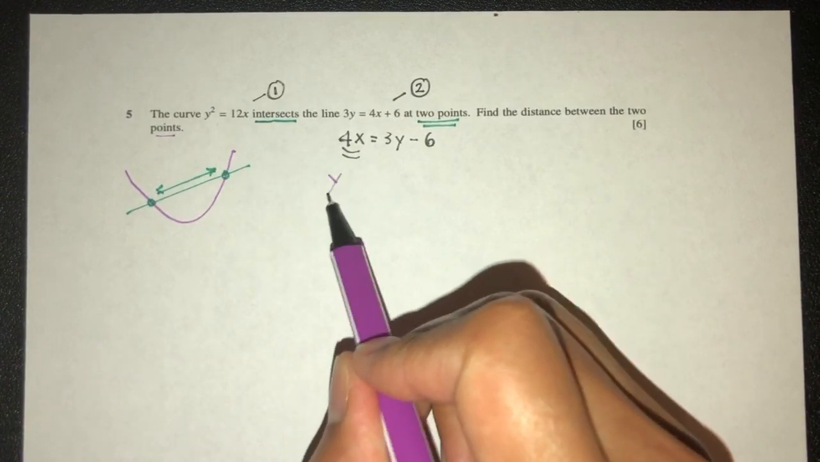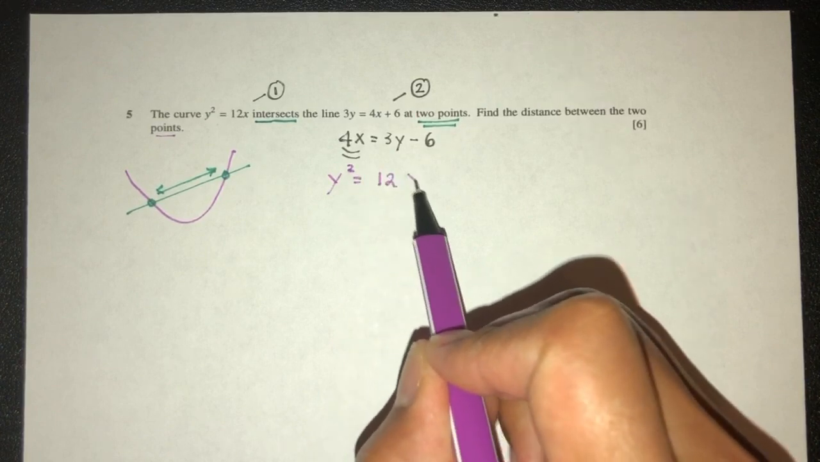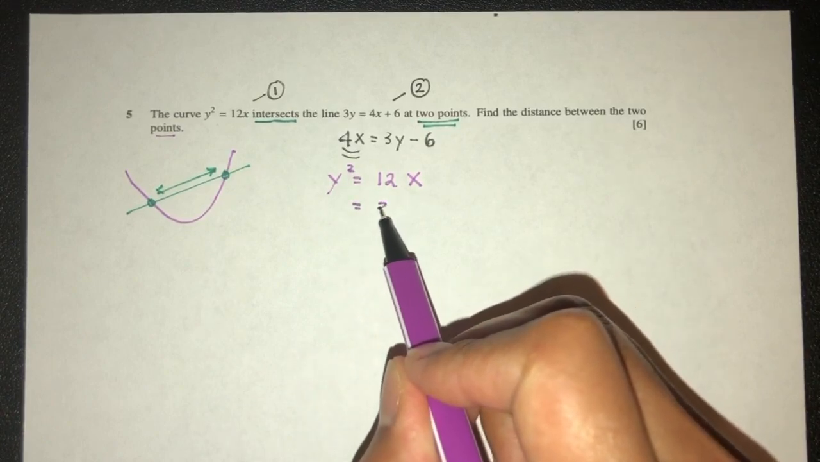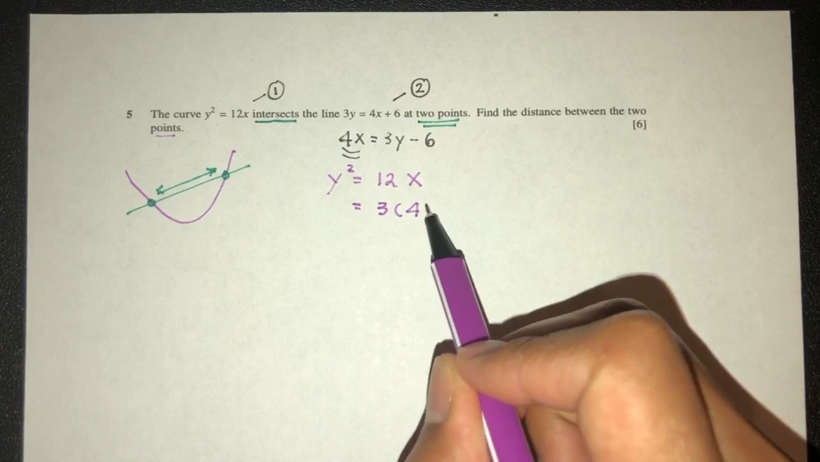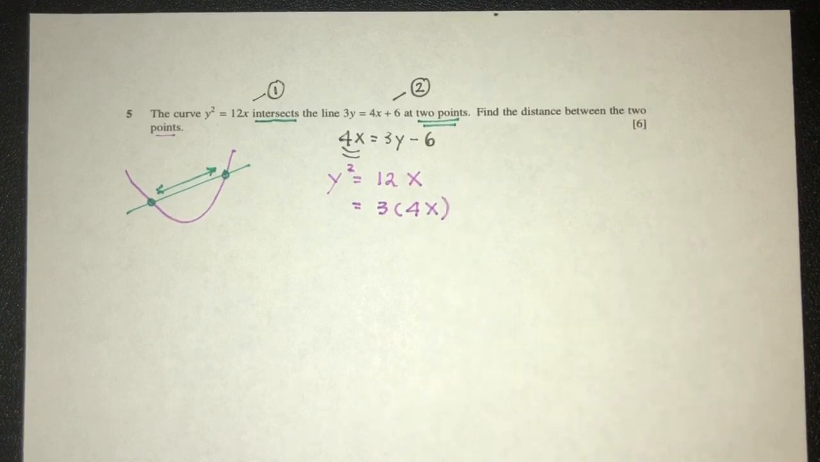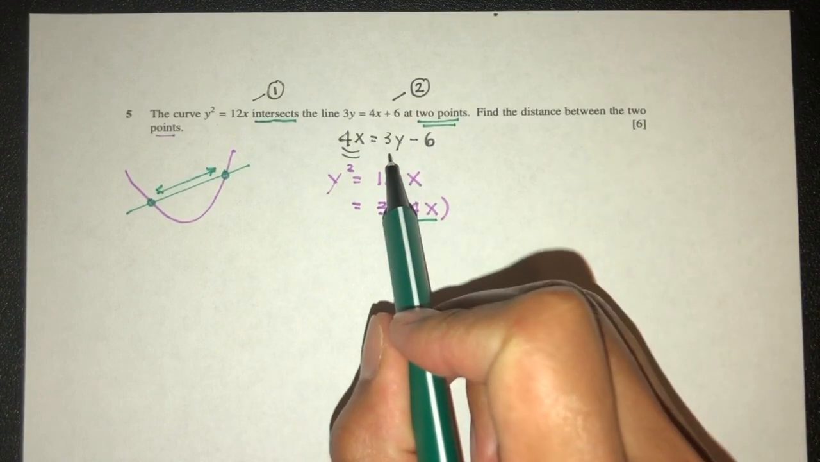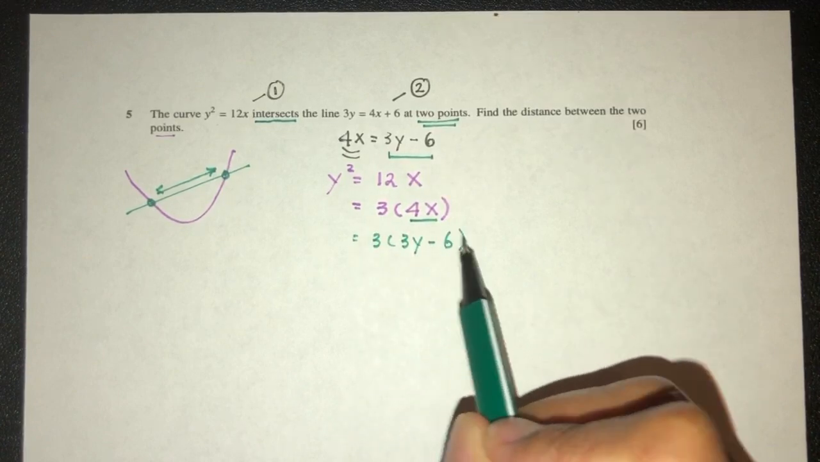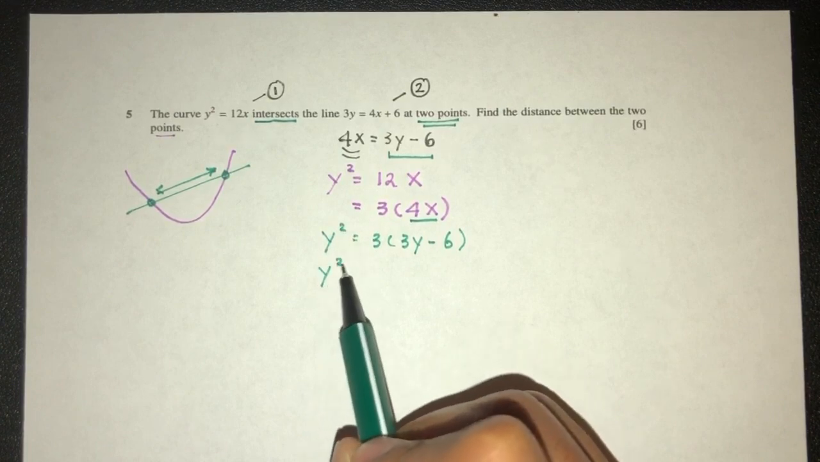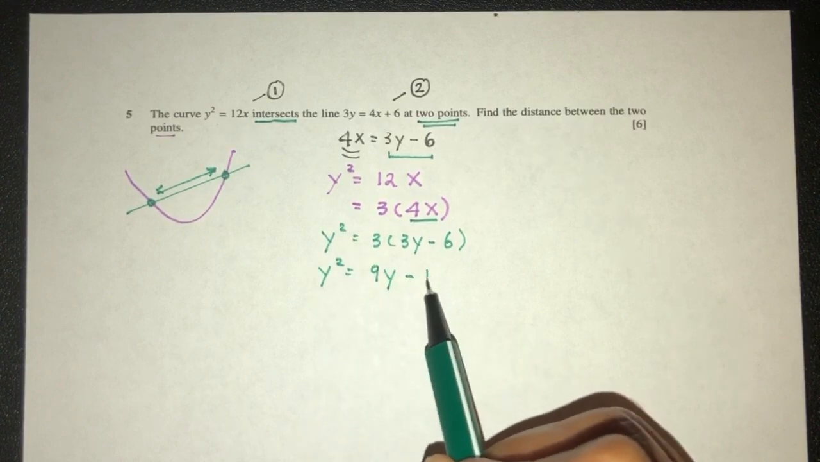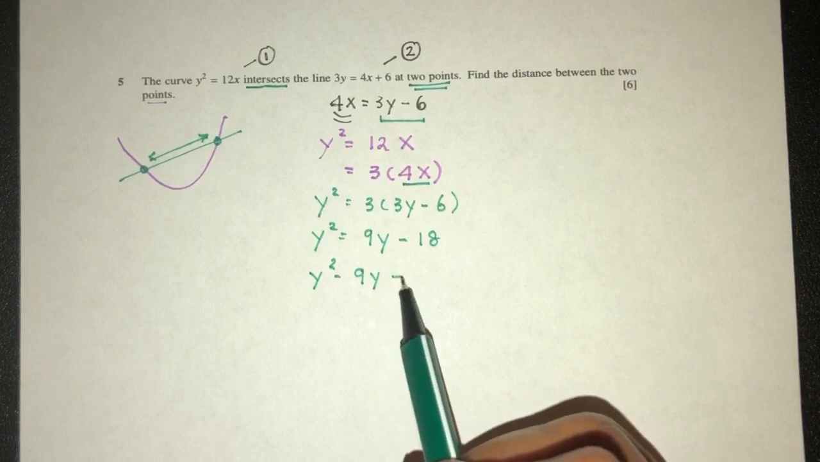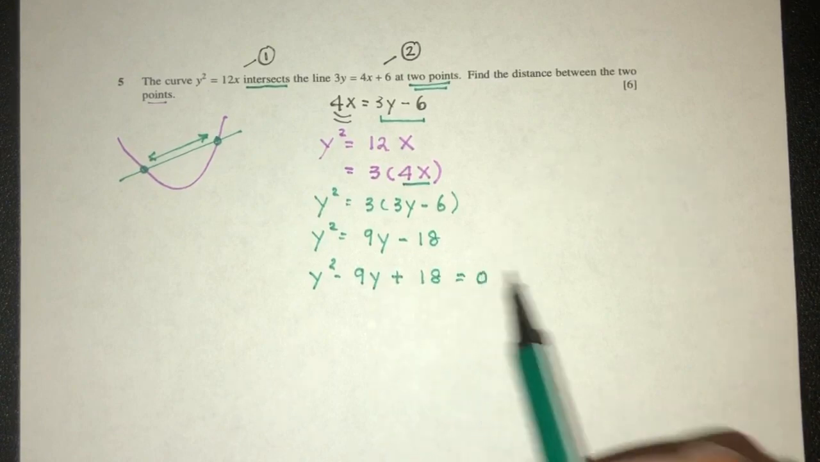So here I have y squared equal to 12x. But now, what is 12x? 12x, we understand it is 3 times 4x. Okay, so now I can see, or I hope you can see why I chose 4x. Now we understand 4x is also equal to this one. So you'll be 3 times 3y minus 6. That will be y squared. So y squared will be 9y minus 18. Simplify. y squared minus 9y plus 18 equal to 0.